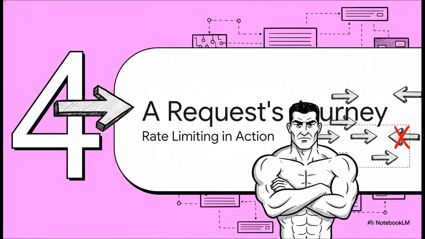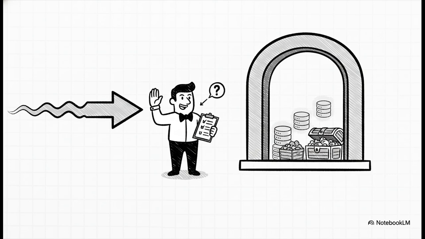Okay, the system is all set up. So now let's follow one single request on its journey. Let's see if it can get past our bouncer. Time to see this thing in action. So a request shows up at the front door, our Node.js server. But nope, it doesn't get in right away. It's stopped at the velvet rope. The server takes the request's ID, kind of like a guest name on a list, and hands it over to our bouncer, Redis, to run a check.